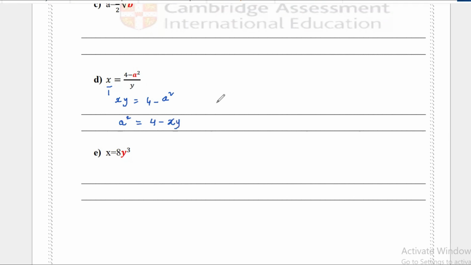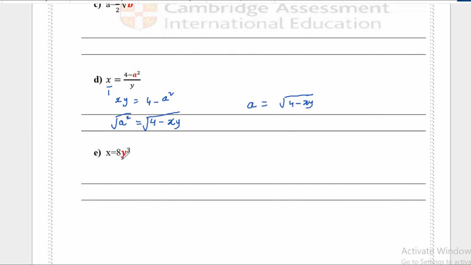But later on we need only a. We don't want a square. So by taking square root, we would say that a equals square root of 4 minus xy. This is our last answer of this question d part, and in this a is the subject.